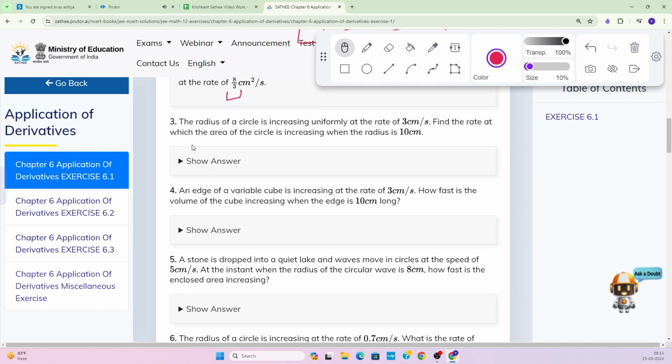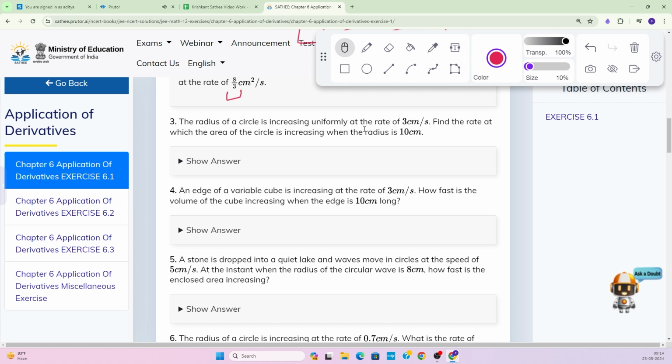Problem number 3 says the radius of a circle is increasing uniformly at the rate of 3 centimeter per second. Find the rate at which the area of the circle is increasing when the radius is 10 centimeter. The radius of a circle is increasing, so you are given the rate of change of radius with respect to time. This means dr by dt is given.